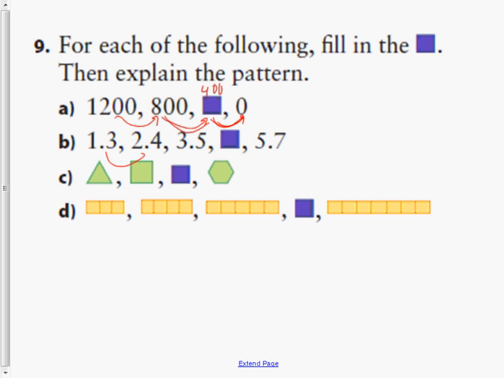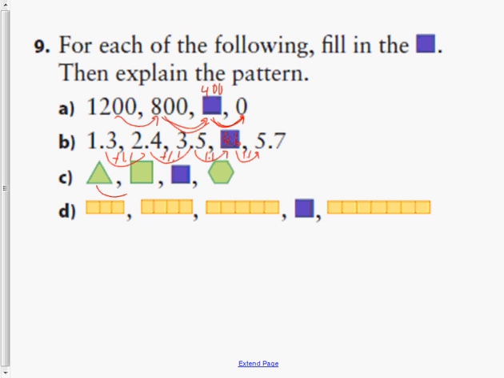1.3 to 2.4, I'm adding 1.1. Here I'm also adding 1.1, so if the pattern continues and I add 1.1, that should be 4.6. And it makes sense because if I add 1.1 again, I have 5.7. So the missing number is 4.6.